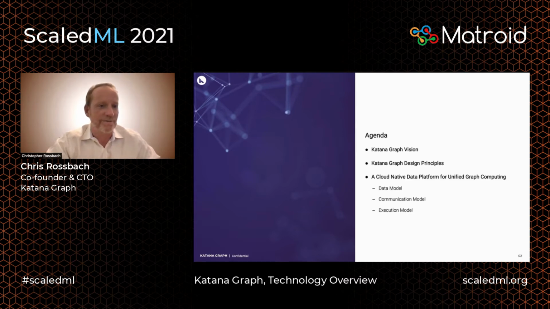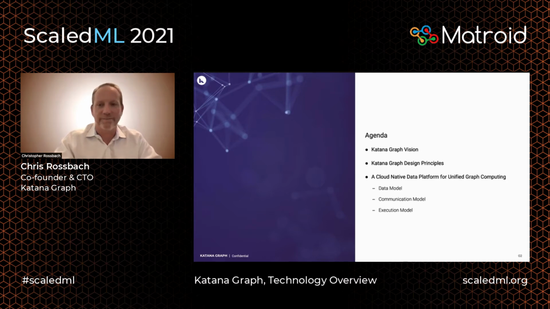I want to frame the subsequent discussion of how Katana is actually built in terms of the design principles behind the system. And then once I've articulated some of those design principles, I'll dig into some of the lower level components, in particular, the data model, the communication model, and the execution model that make Katana able to provide a super high performance scale-out graph intelligence platform.